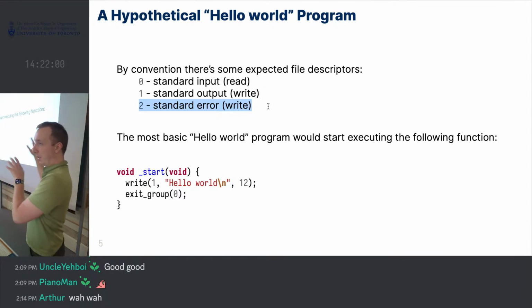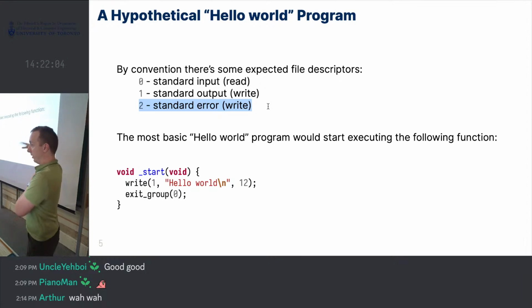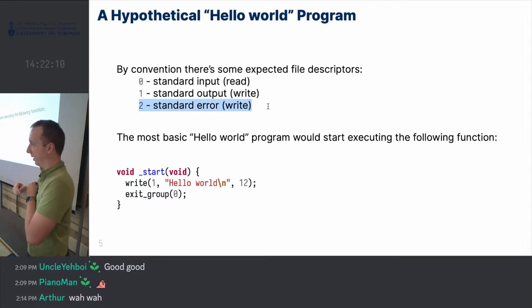So eventually when we know how to manipulate file descriptors, if you only care about errors, you can just see everything from file descriptor 2. If you don't care about errors, you can ignore file descriptor 2. We'll see a bit of that in a sec.